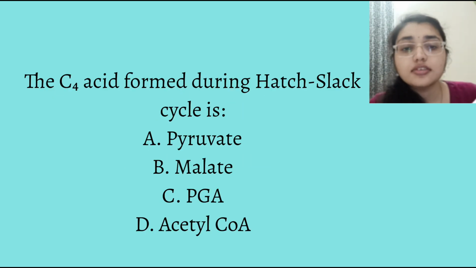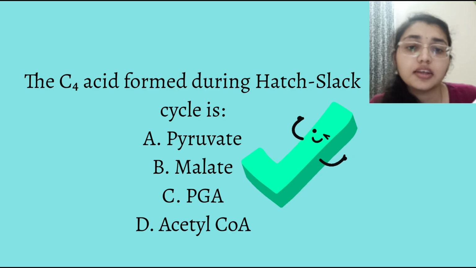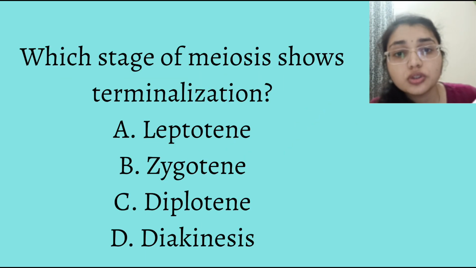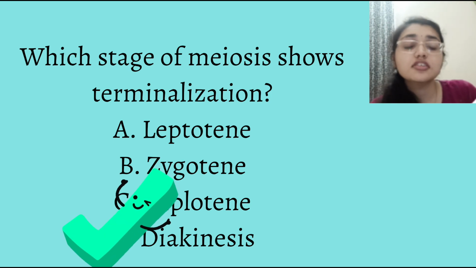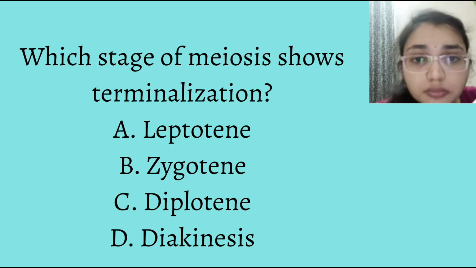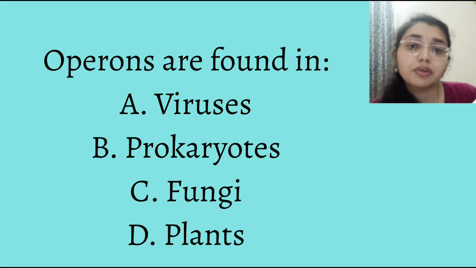C4 acid formed during the Hatch-Slack cycle: that is malate, which is formed during the Hatch-Slack cycle as the C4 acid. Which stage of meiosis shows terminalization? That is diakinesis. Operons, where are they found: prokaryotes, fungi, plants, or virus? We have to tell. So here option B, that is prokaryotes, where the operons are found.